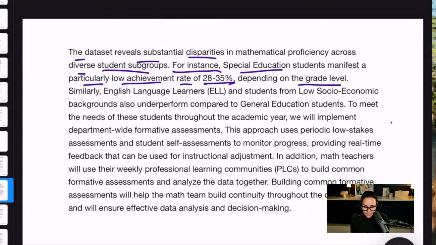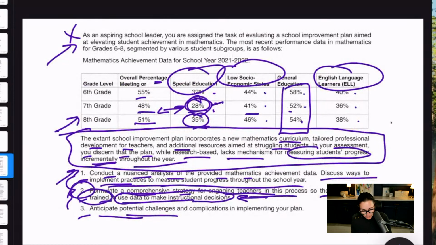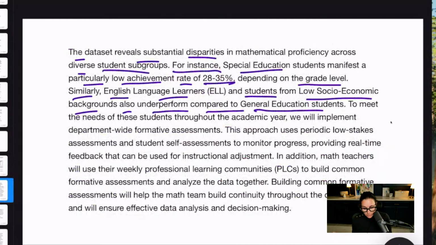That's great. Similarly, English language learners and students from low socioeconomic backgrounds also underperform compared to general education students. Now, I didn't use a percentage, but it is specific because I compared it to general ed kids. And that was this right here, general ed, a little bit higher, and our special ed, low SES, and ELLs are performing lower. So good comparison.